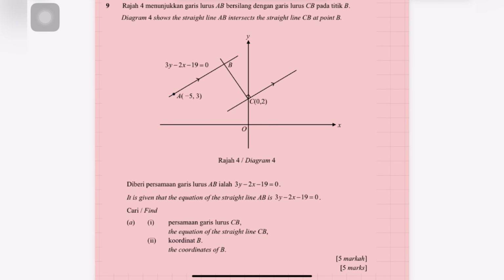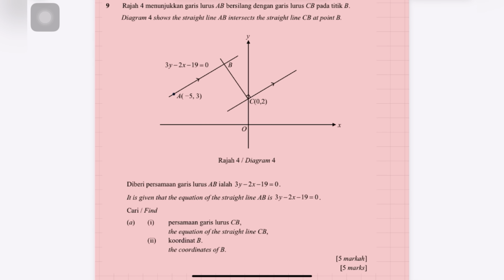Number 9, diagram 4 shows the straight line AB intersecting the straight line CB at point B. It is given that the equation of the straight line AB is 3y minus 2x minus 19 equals 0. Find A Roman 1, the equation of the straight line CB.